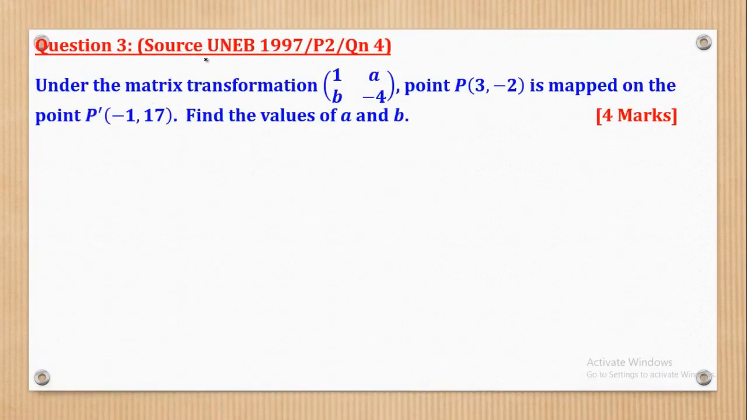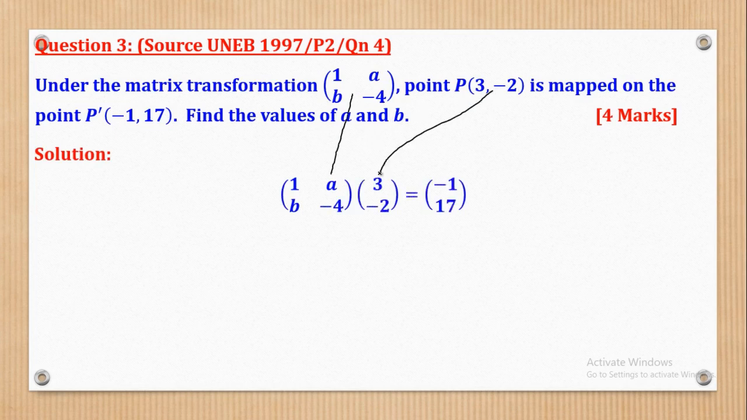Then question 3 came from UNEB 1997, paper 2, question 4, and says under the matrix transformation this, which is 1, a, b, negative 4, point P, which is 3, negative 2, is mapped onto point P prime, which is negative 1, 17. Find the values of A and B. So still we use the same procedure as in question 2. Matrix multiplied by the object gives you the image.